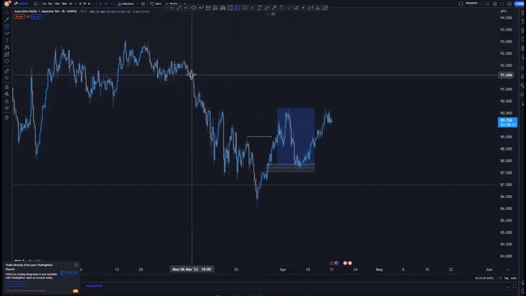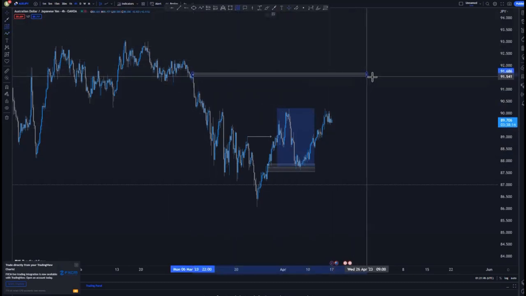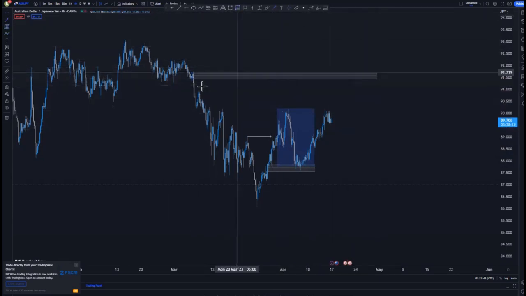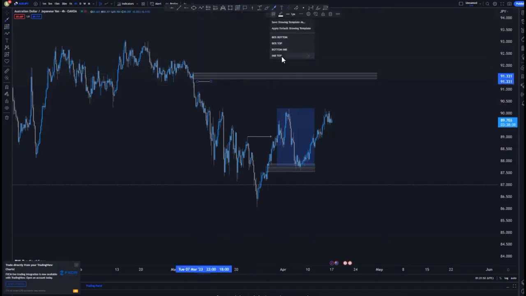And then the target can be just this supply area here, of which it's also imbalanced. As you can see here, there is no retest. You just use this and say an IMB at the bottom.